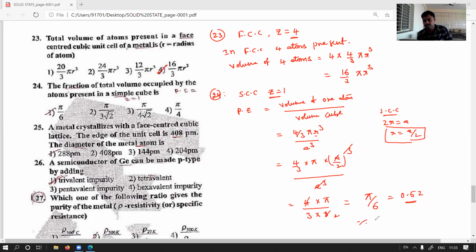So that is packing, pi by 6 value is approximately 0.52. Then percentage of packing efficiency is equal to 0.52 into 100. Then we'll get 52 percentage. So in this question, up to this only they asked. According to the options, the answer is pi by 6.